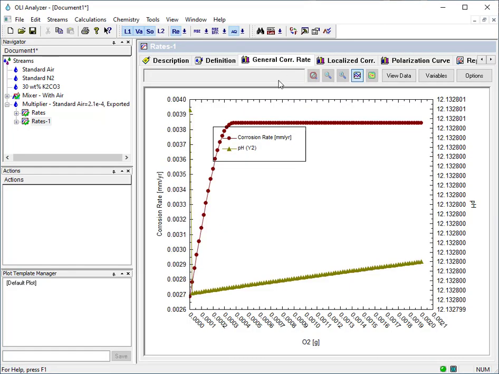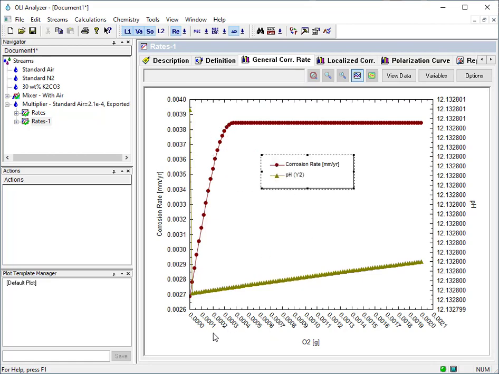And now we can plot the general corrosion rate. Now this is actually the corrosion rate in carbon steel as a function of the amount of oxygen. So 100% nitrogen at the left, saturated completely with oxygen at the right, and you can see that the corrosion rate goes up very, very quickly from about 0.00027 up to a value of about 3.8 millimeters per year as the solution becomes completely saturated with oxygen. So you can do a very quick calculation in composition this way.